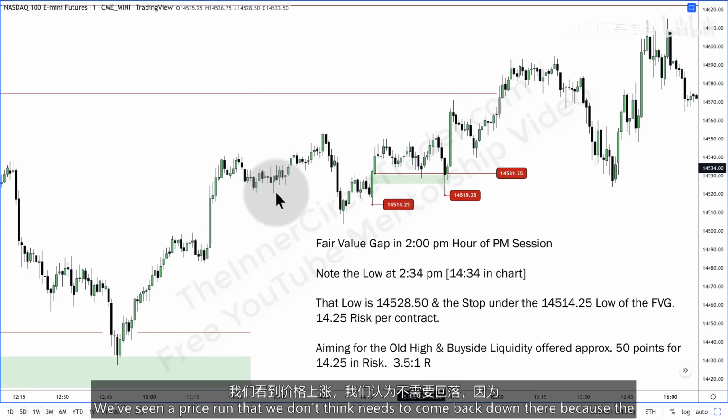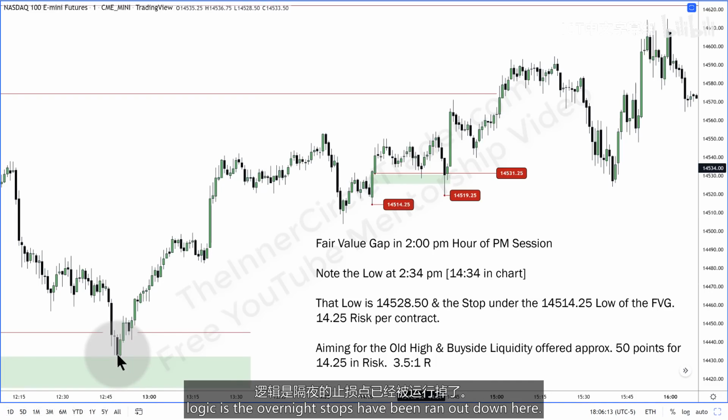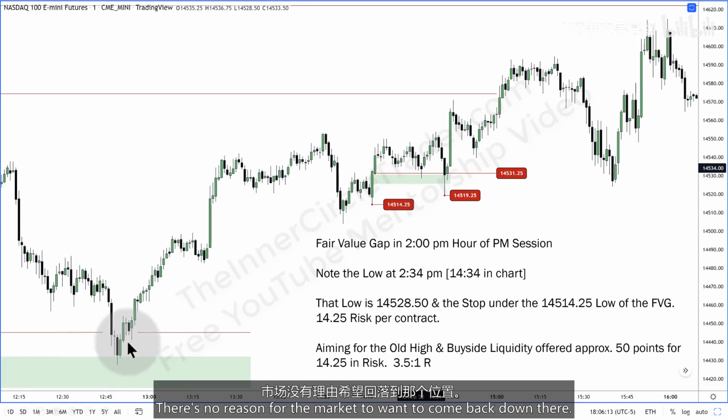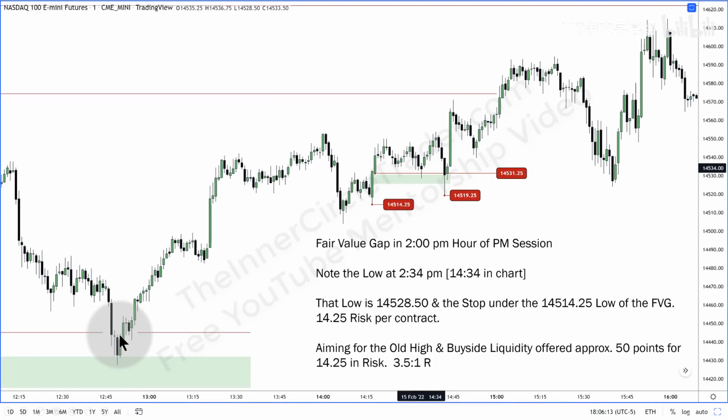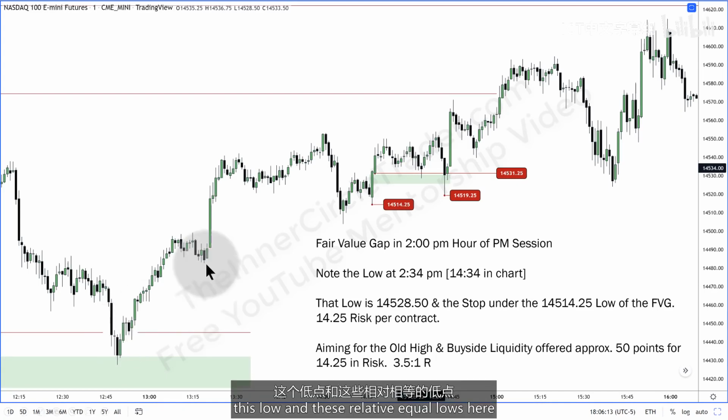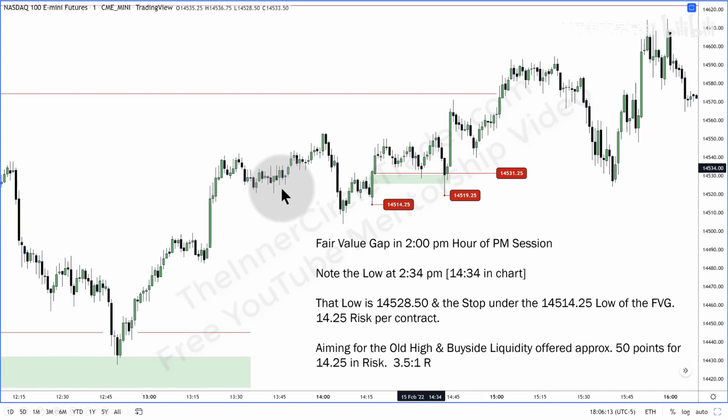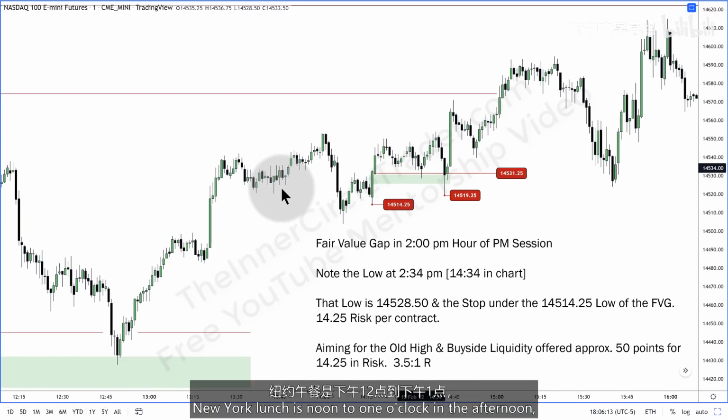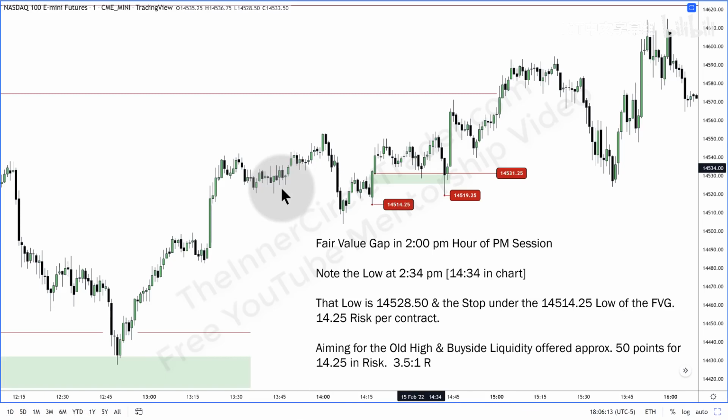So what are we looking at? We've seen a price run that we don't think needs to come back down here because the logic is the overnight stops have been run out down here. There's no reason for the market to want to come back down there. But we have this low and these relative equal lows here post New York lunch. New York lunch is noon to 1 o'clock in the afternoon, New York local time.